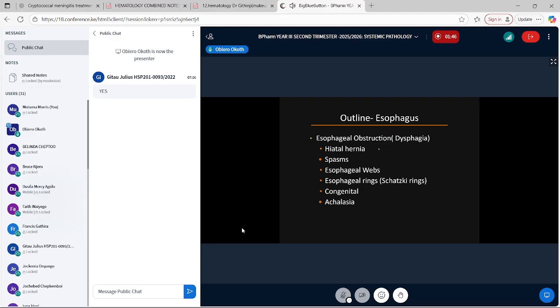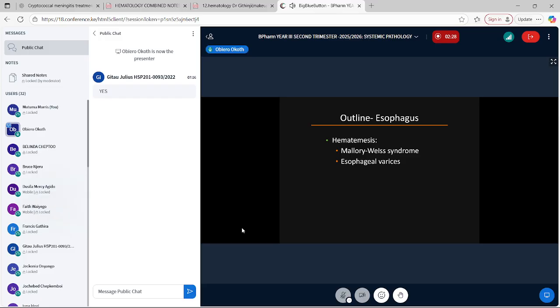And again, for the esophagus, we have grouped them. If you see a patient presenting typically with obstruction, difficulty in swallowing, then you start thinking of hiatal hernia, spasms, esophageal webs, esophageal rings. It could be some congenital lesions or achalasia. This will present typically with some form of dysphagia. Of course, they can complicate and even give hematemesis, but typically this group will present with dysphagia, difficulty in swallowing.